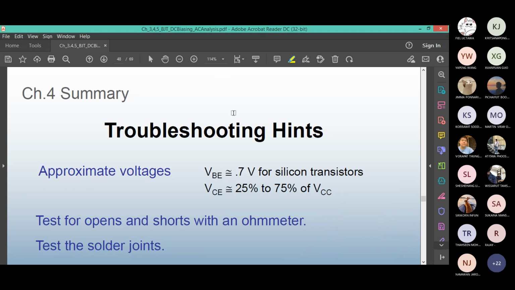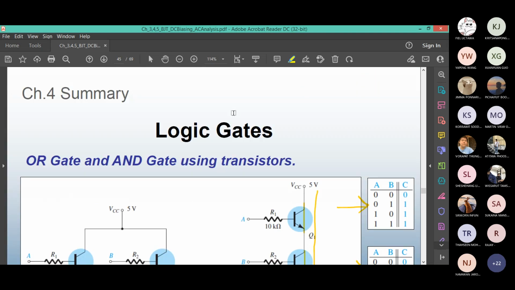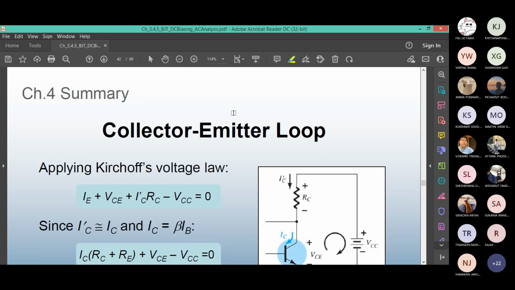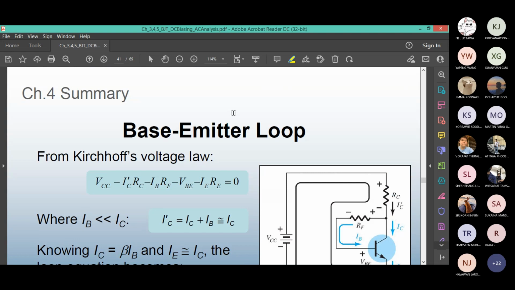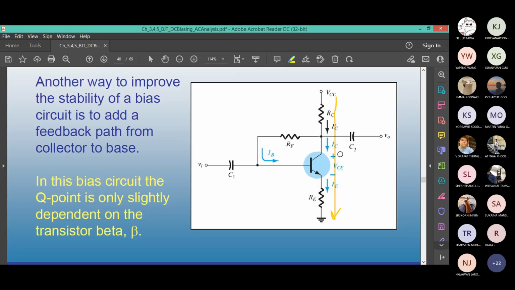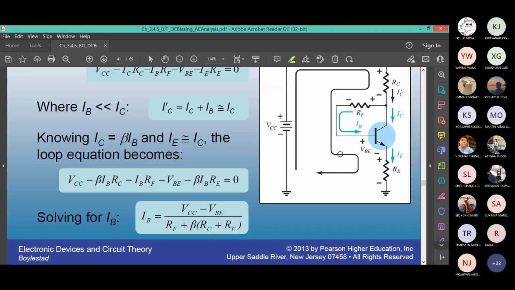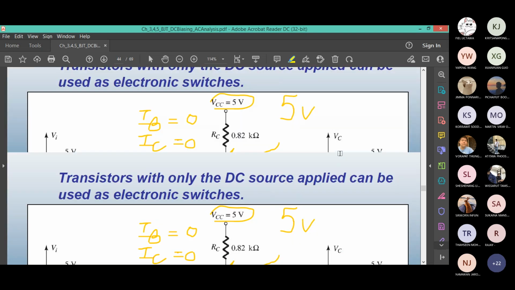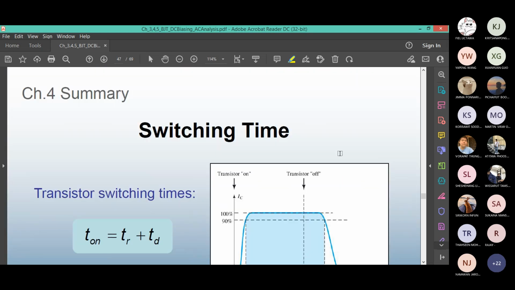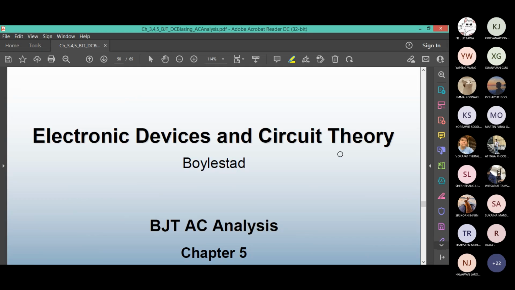What do we have next? Switching time. We're going to study it in the next class with an example of collector feedback. We are a bit ahead of our schedule, so I will not go any further. Next class, we do this example. Here's the circuit of DC bias with voltage feedback. I'll find a collector feedback example and solve it in class. We will explain the transistor on-off time, but most importantly, we will start AC analysis.